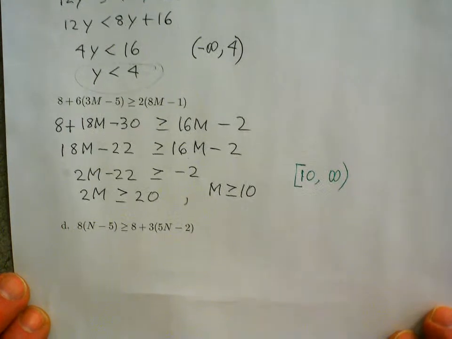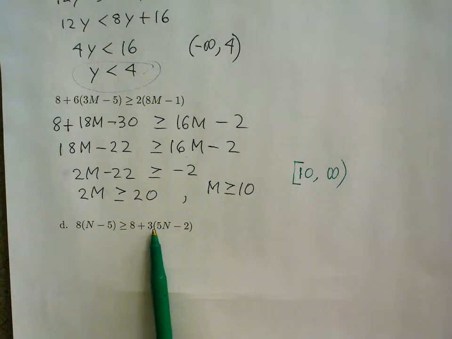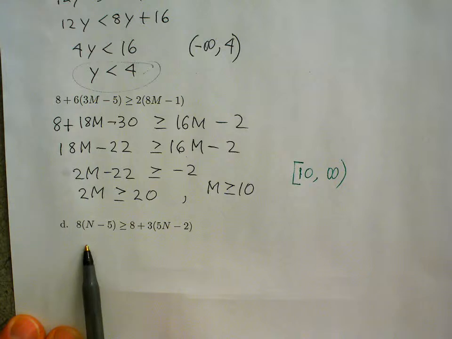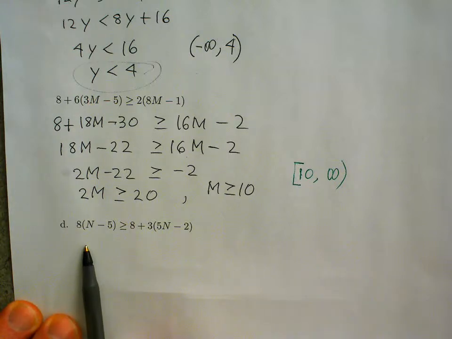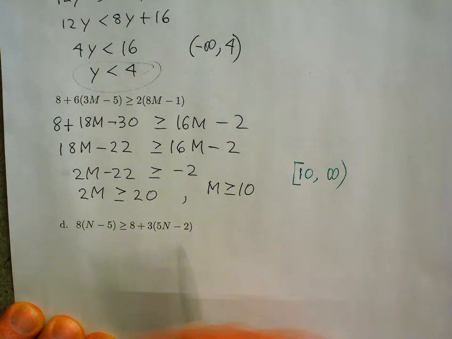Okay, the next problem, the next inequality: 8 times the quantity n minus 5 is greater than or equal to 8 plus 3 times the quantity 5n minus 2. So remember the order of operations. We must do the multiplication first before we add. So we'll apply the distributive property of multiplication over subtraction on both the left-hand side and the right-hand side.